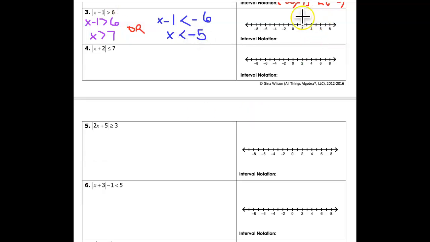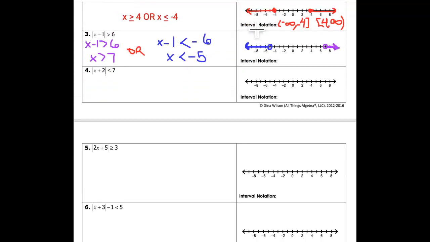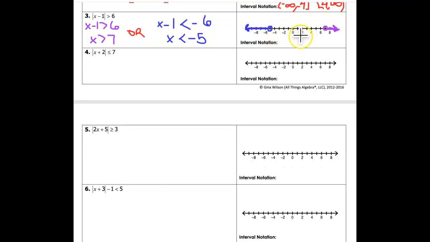All right, so when we go to graph that, we go to our 7, not filled in. We're going to go to the right. There's one part of this absolute value inequality. Or I go to my negative 5, and I go to the left. All right, so just like when we did equations, sometimes the numbers are the same, but one's positive, one's negative. Sometimes they are totally different.